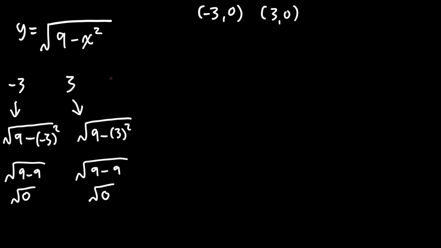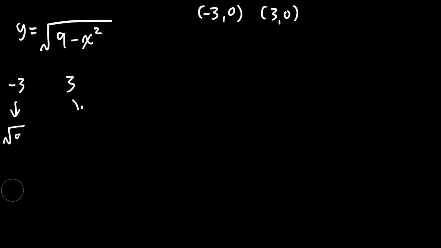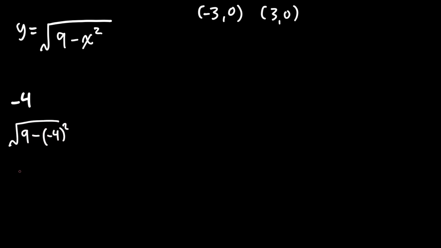Now, if we were to make this number any lower, like if we were to plug in an x that's any lower than -3, here's what happens. So let's say we'll use -4. So let's say we plugged in -4 into the equation. So we'll end up with the square root of 9 minus -4 squared, and that'll give us 9 minus 16.